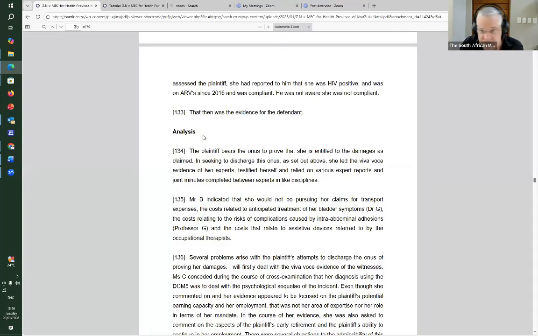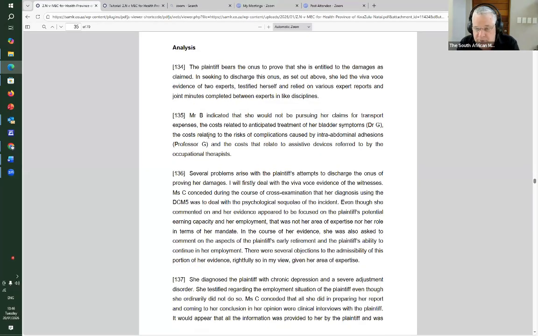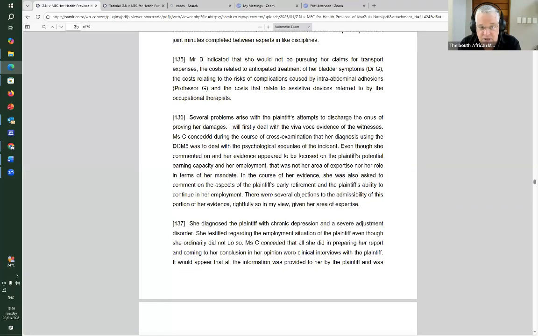Now we get to the analysis section. Now, the analysis section is often very important because here's where you find the legal principles. So she goes through, the analysis is quite lengthy, so I'm not going to go through the whole thing, but I'm going to just pick up a little bit of a flavor of where she was going. So at paragraph 136, several problems arise with the plaintiff's attempts to discharge the onus of proving her damages. Now remember, the plaintiff bears the onus. She has to prove her damages, okay?